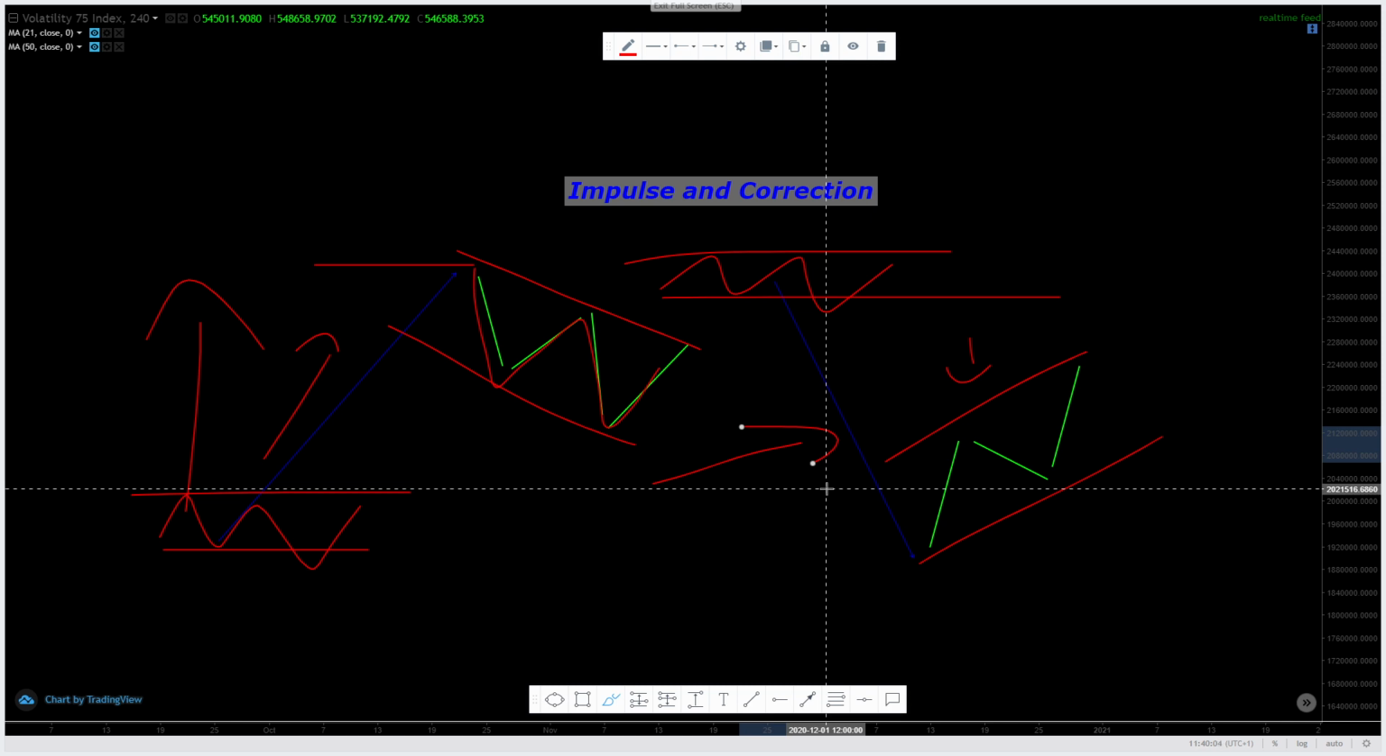So let me just recap it again. Impulse is when price moves rapidly, really fast in a predictable direction, either up or down. A correction is when price comes slowly to the upside or downside in the opposite direction of where price is currently moving, right? I hope you guys understand that.